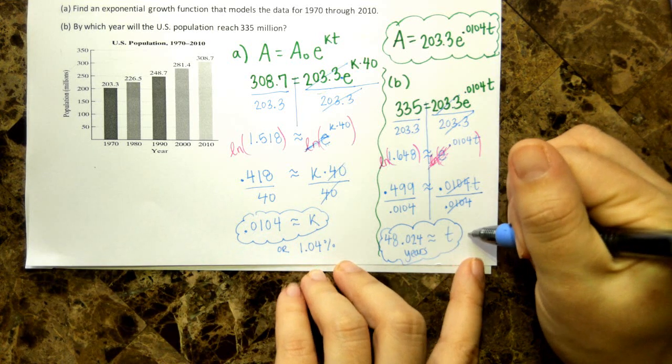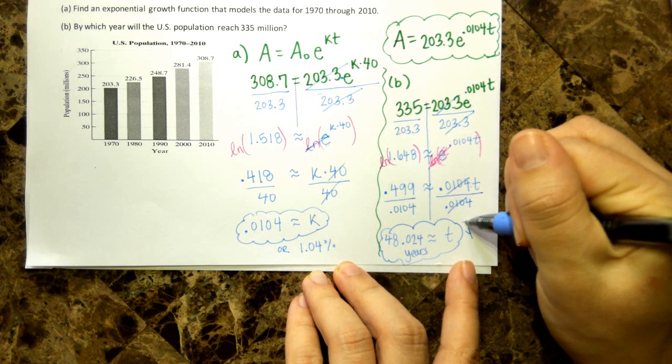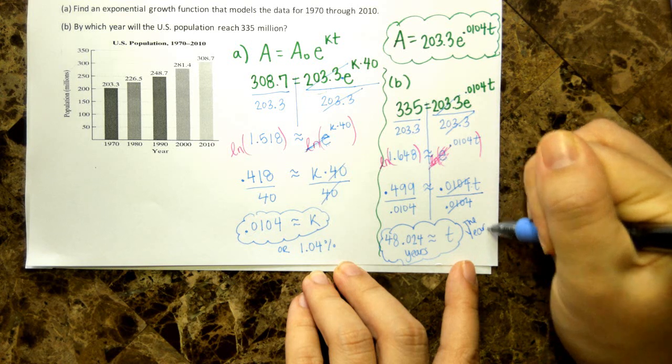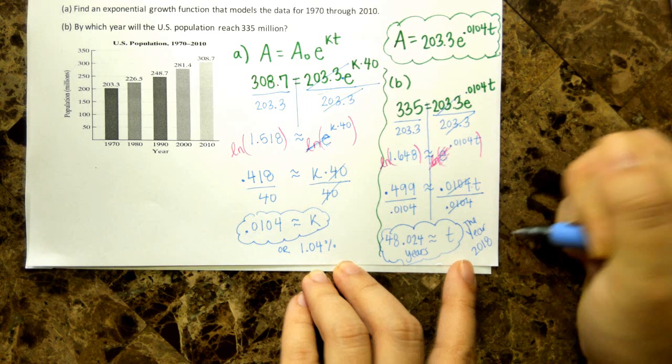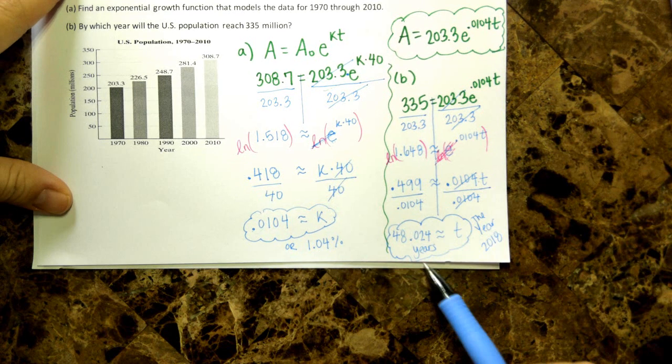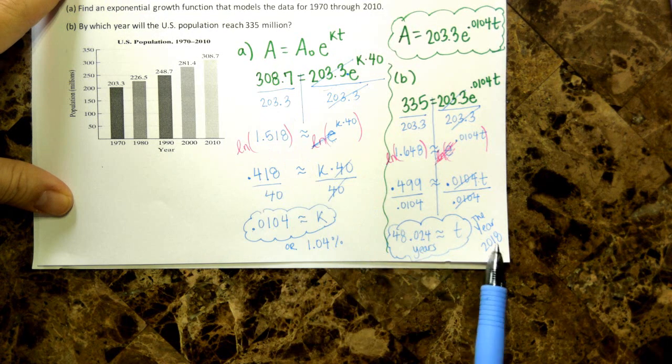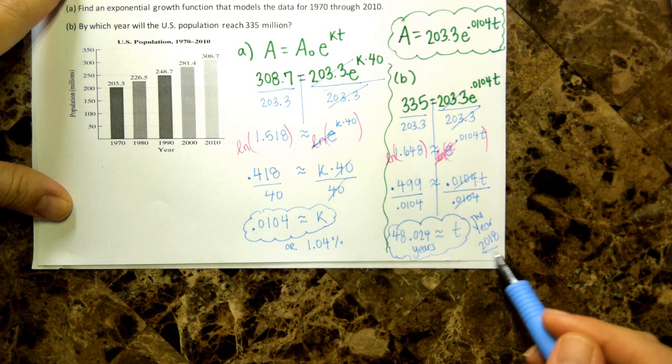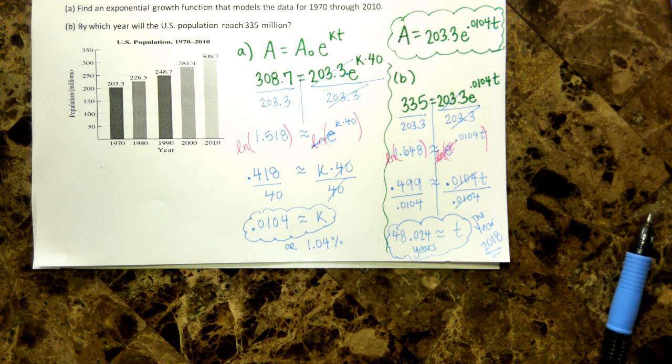So, AKA, this would be the year 2018 when the U.S. population is 335 million. Okay. And there's our answer.